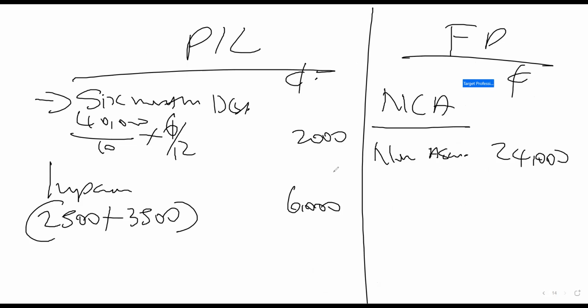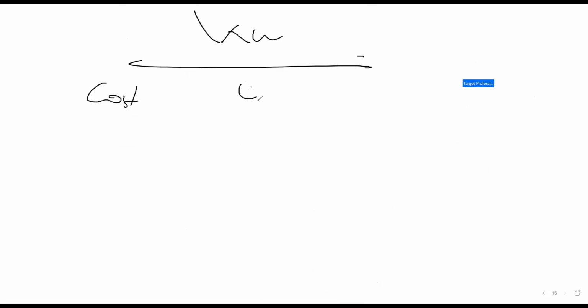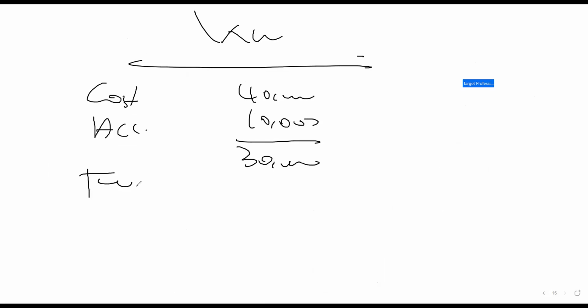No. So this is what they were asking you to do. This is the final answer. Then your workings, you show workings for us. You start with cost 40, accumulated depreciation 10. You do your calculation. Show working. Carrying amount 30. Fair value less cost to sell 27,500.